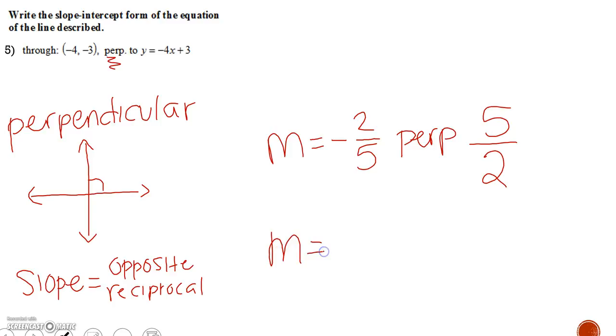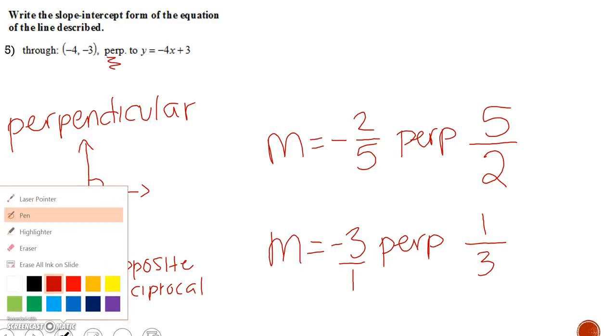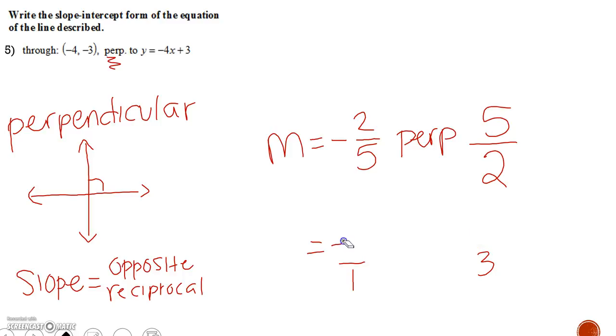Another one, -3. A line that is perpendicular to -3, well, it would be a positive because we would take the opposite. And now remember, this -3 is technically -3/1, so we're going to flip our fraction and we're going to make it a positive 1/3. All right, so let me erase this real quick and we'll look at the example that we're given.